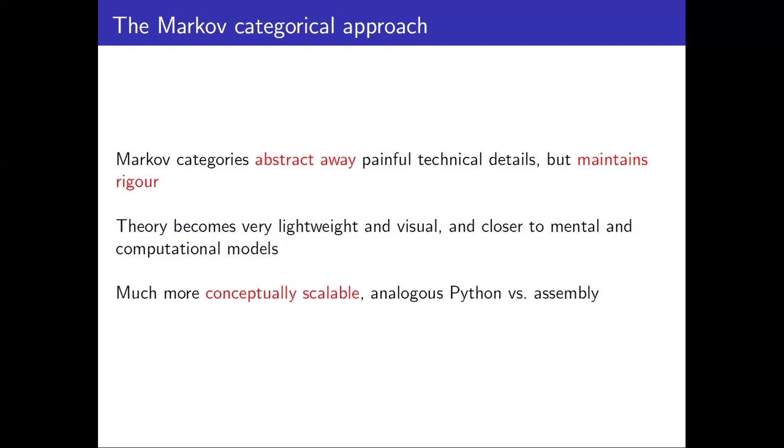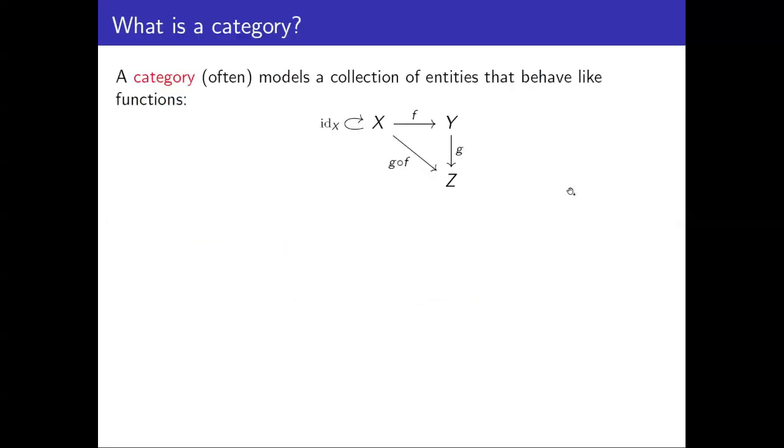We talk a lot about computational scalability, but I think conceptual scalability arguably is as important these days as well. It's kind of like programming in Python versus programming in assembly, but for maths. There's a lot of claims. Let me try and back that up with some proof. I'm going to give a brief introduction to what Markov categories are, and then I'll show you basically how I use them.